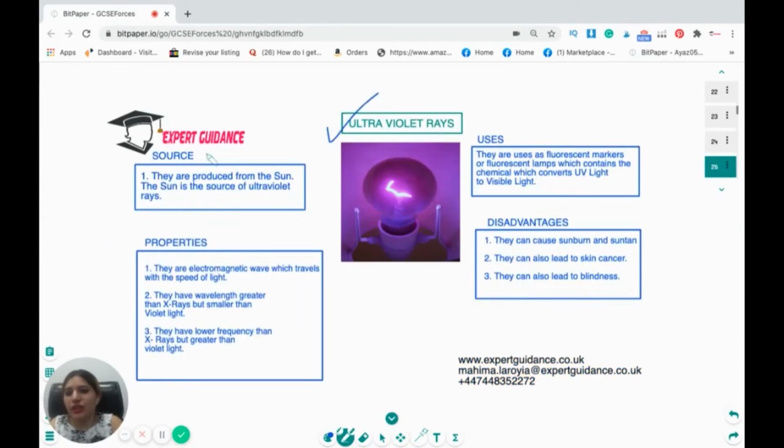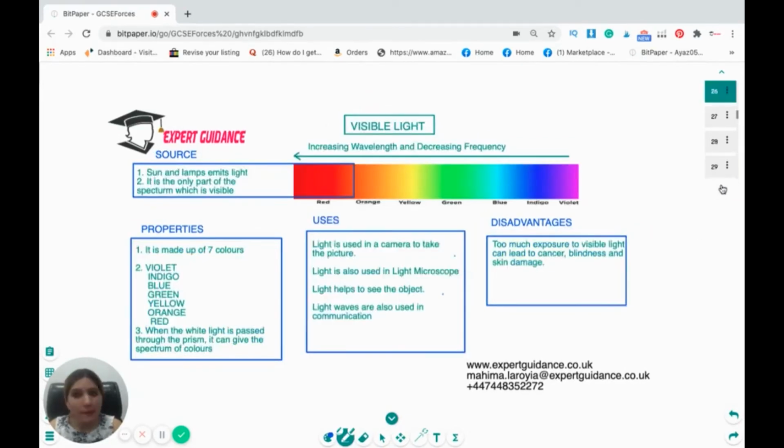Next is the ultraviolet rays. They are produced from the sun. They are electromagnetic waves, which travel with the speed of light. They have wavelength greater than X-rays, but smaller than violet light. They have lower frequency than X-rays, but greater than violet light. They are used as fluorescent markers, and a fluorescent lamp contains a chemical which converts the UV light to visible light. They can cause sunburn and suntan. They can lead to skin cancer, and they can even lead to blindness.